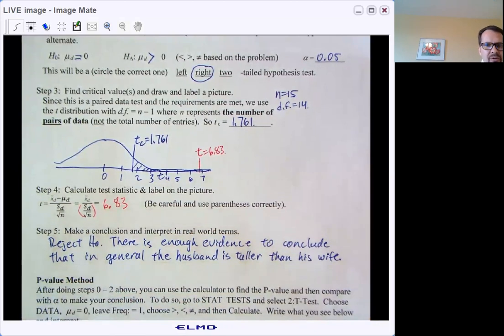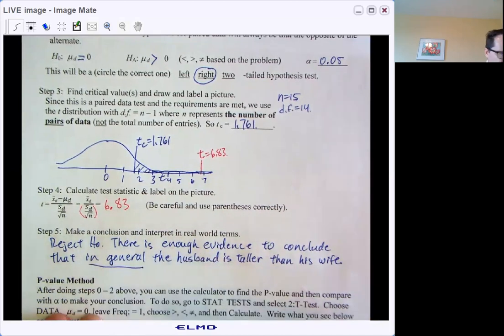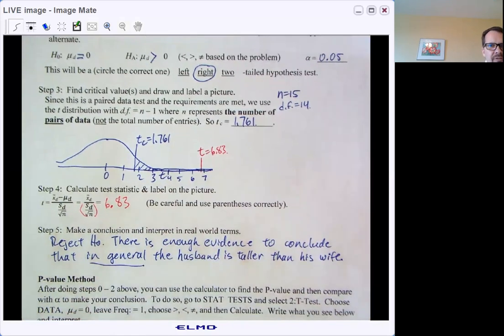All right. Now notice that this doesn't preclude that some couples might have a husband who is shorter than the wife, but in general, on average, the husband tends to be taller than the wife. So we'll stop the video here at about 10 minutes, and then we'll pick up and talk to you about the p-value method on the next video.